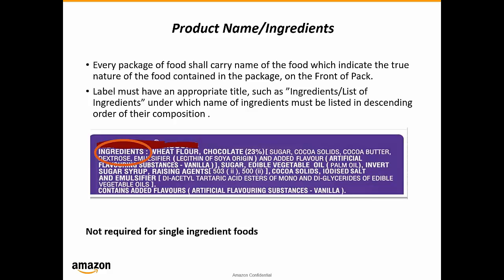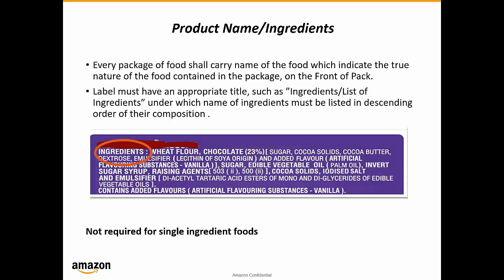Next thing which is mandatory is ingredients. So ingredients must have a prefix, meaning that there is a word prior to mentioning the ingredients, which should be either "ingredients" or "list of ingredients". Either of these should be there. Then it should be followed by ingredient names.